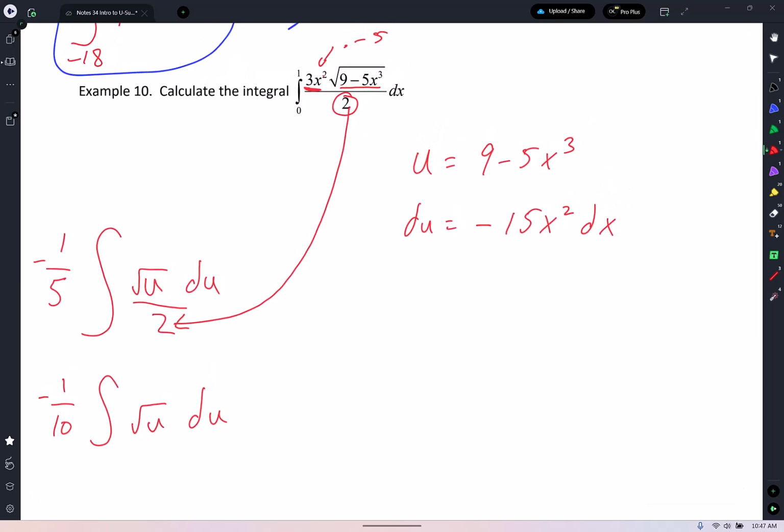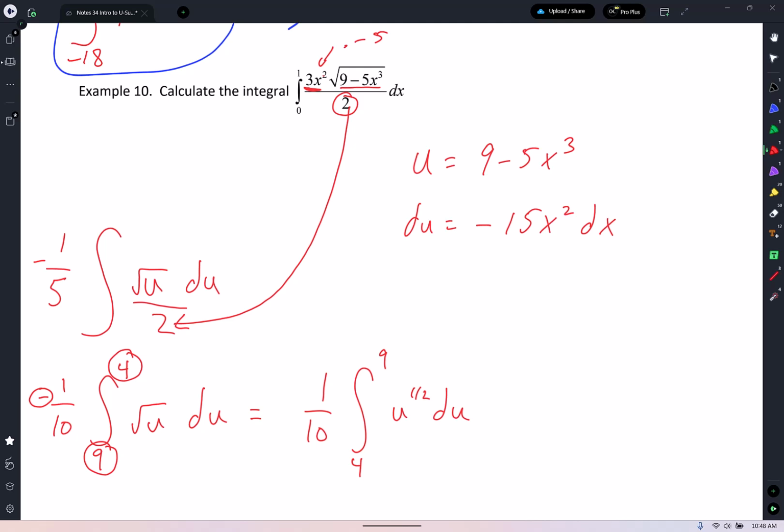When x is 0, u is 9. When x is 1, 9 minus 5 is 4. Oh, they're making it nice for us. Look at this, guys. You see how the upper limit is 4 and the lower limit is 9? I can flip them. And when I flip them, what happens to that negative? So 1/10 integral 4 to 9, of u to the 1/2 du.